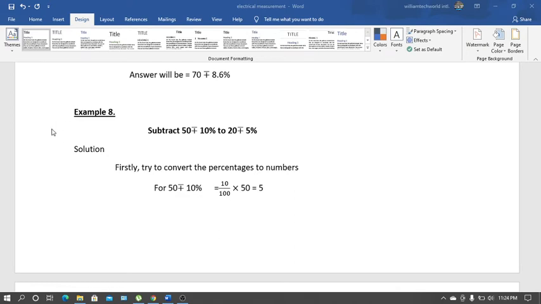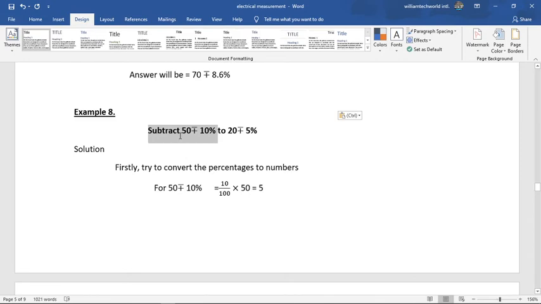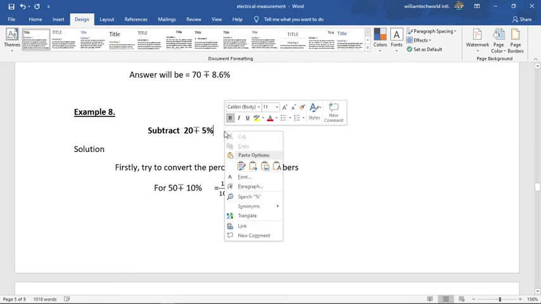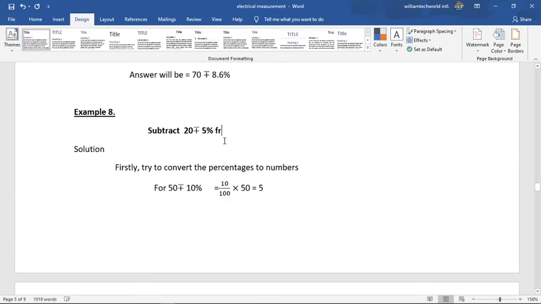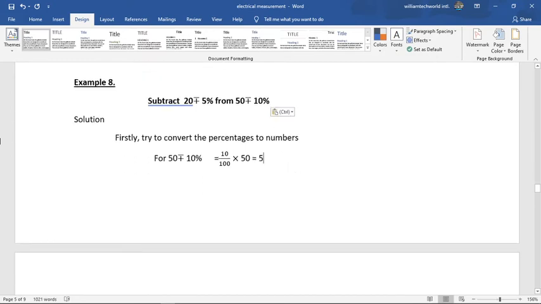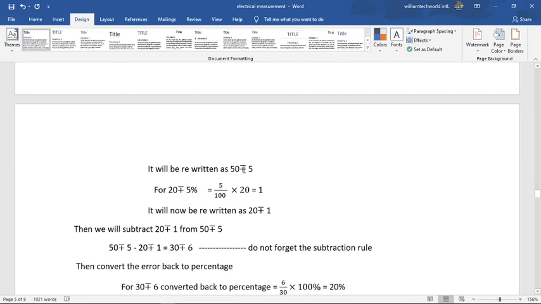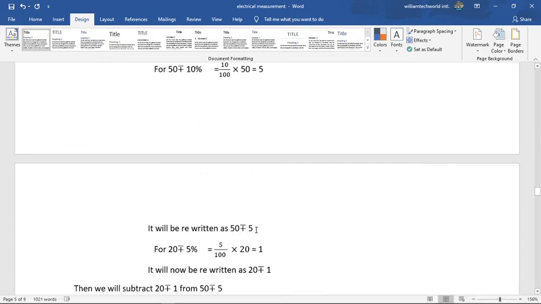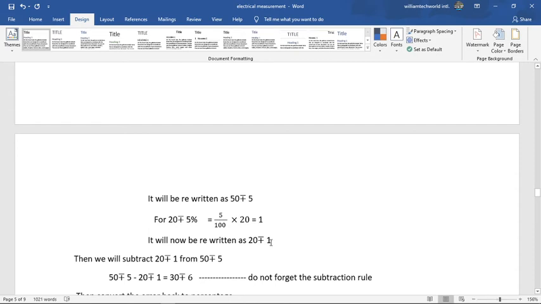Now we are going to have this example 8. We are having subtraction. Let me correct this. Subtract 20 plus or minus 5% from 50 plus or minus 10%. The same rules apply. Firstly, convert the percentages to numbers, which is 10 over 100 times 50, which equals 5. So it will now be written 50 plus or minus 5. Then for the 20 also convert, which is 5 over 100 times 20, which is 1, written 20 plus or minus 1. Then we subtract 20 plus or minus 1 from 50 plus or minus 5.